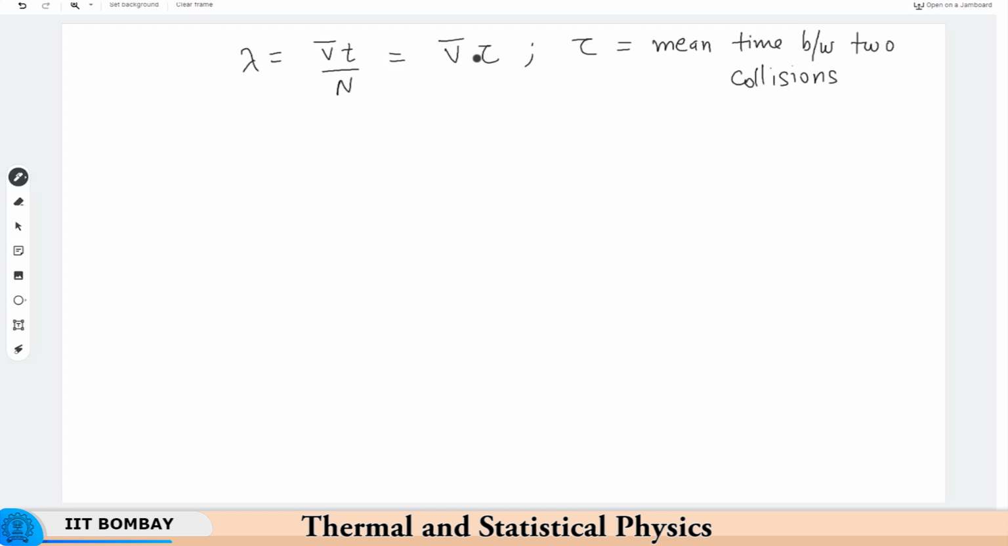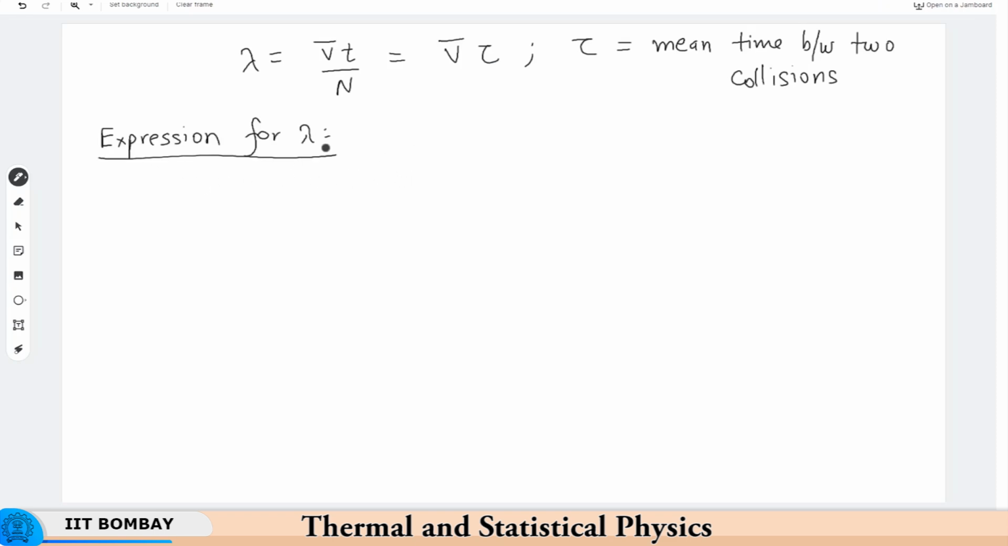Now, remember this lambda is expressed in terms of average speed and tau, which is something we can't really calculate. This is the mean time between two collisions. So, let us see if we can find an expression for lambda.